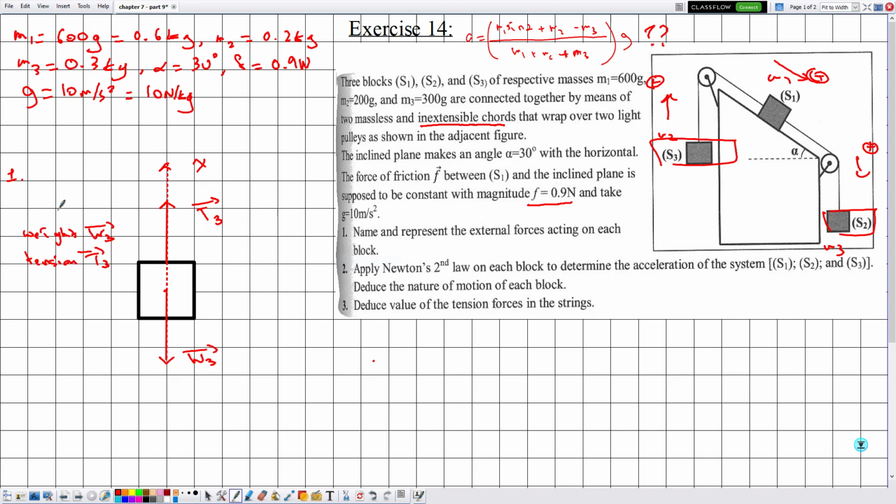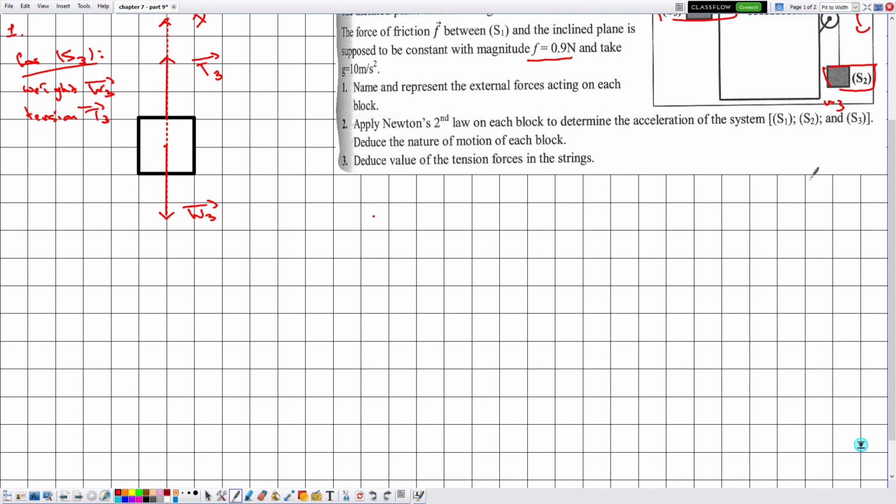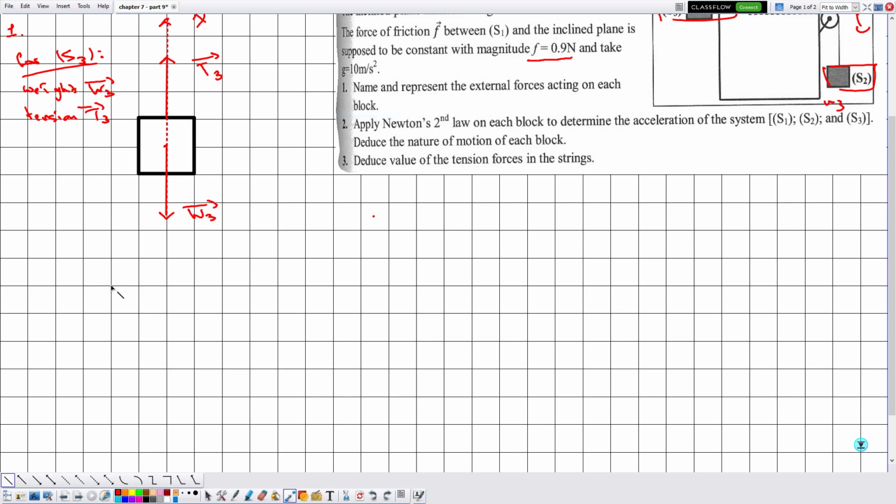Now notice that for each solid we can choose a different reference system, but the thing is that the direction of motion must be fixed for all of these three, and always the positive direction of the axis must be taken in the same direction of motion. Now as for the solid S1, so this is the inclined plane like this.